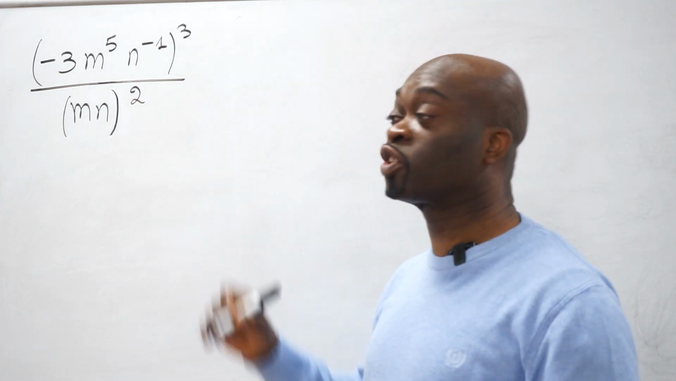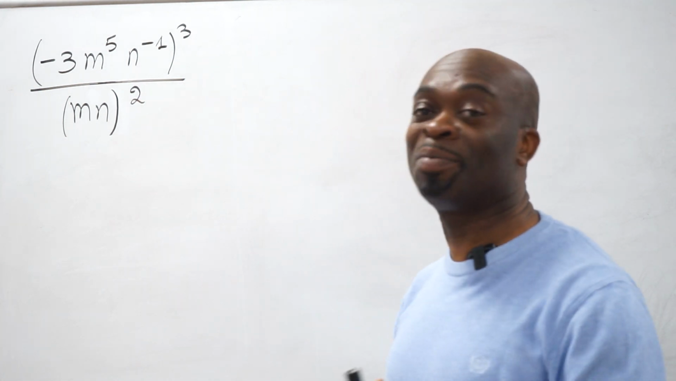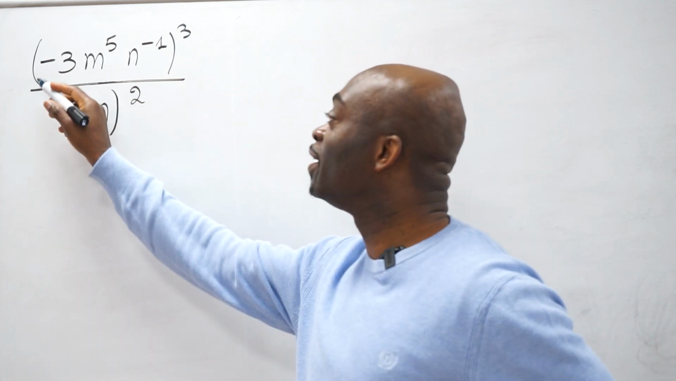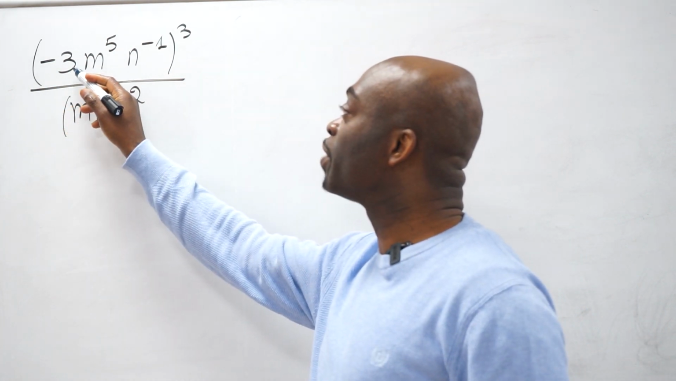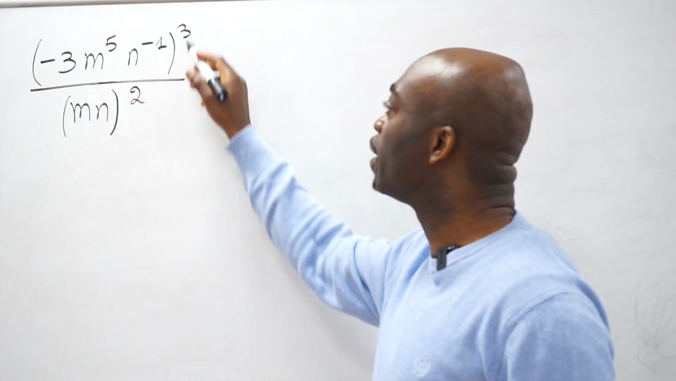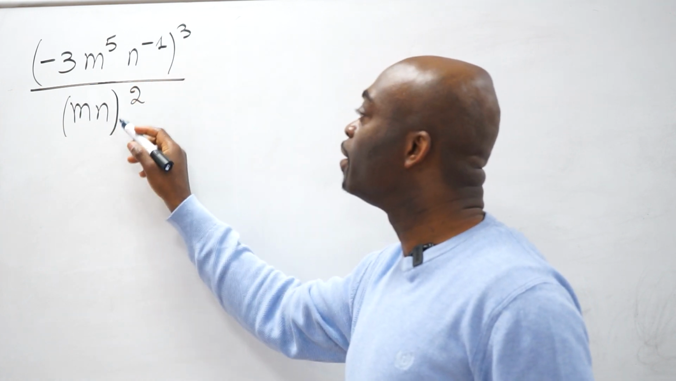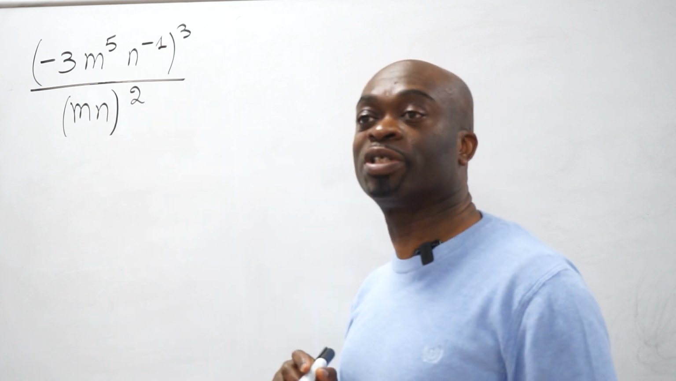Guys, we have this rational expression to simplify, a beautiful problem here. Open parenthesis, -3 times m to the power 5 times n to the power -1, all raised to the third power, divided by m times n, the whole raised to the second power.